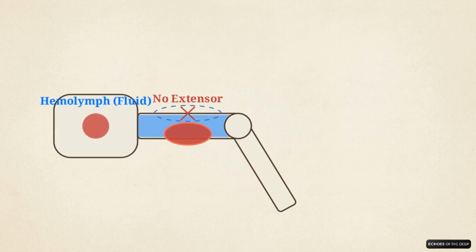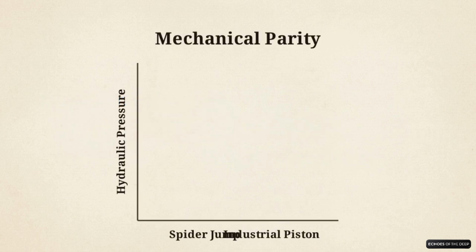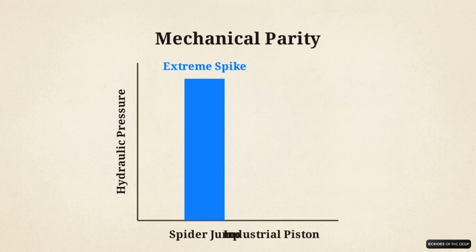It pumps hemolymph, the arthropod equivalent of blood, directly into the leg cavity, forcing the joints open through sheer hydraulic pressure. This bar chart illustrates the quantifiable pressure generated by the system. When preparing to jump, a spider creates an internal hydraulic pressure spike that rivals a standard industrial mechanical piston.